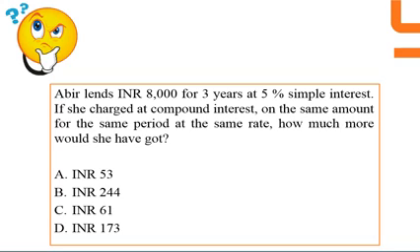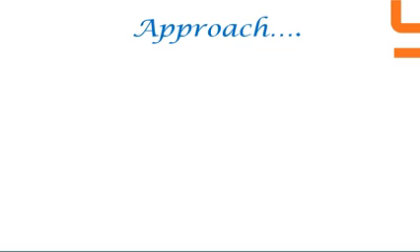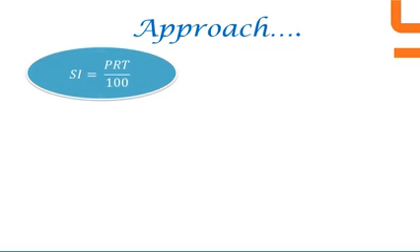So, look at the question. There is a principal P equal to 8,000 Indian rupees. Time T is given as 3 years and rate R equal to 5%. That is, P, R and T are given. So, you can calculate simple interest as SI equal to PRT divided by 100. Simply substitute the values and get the answer.